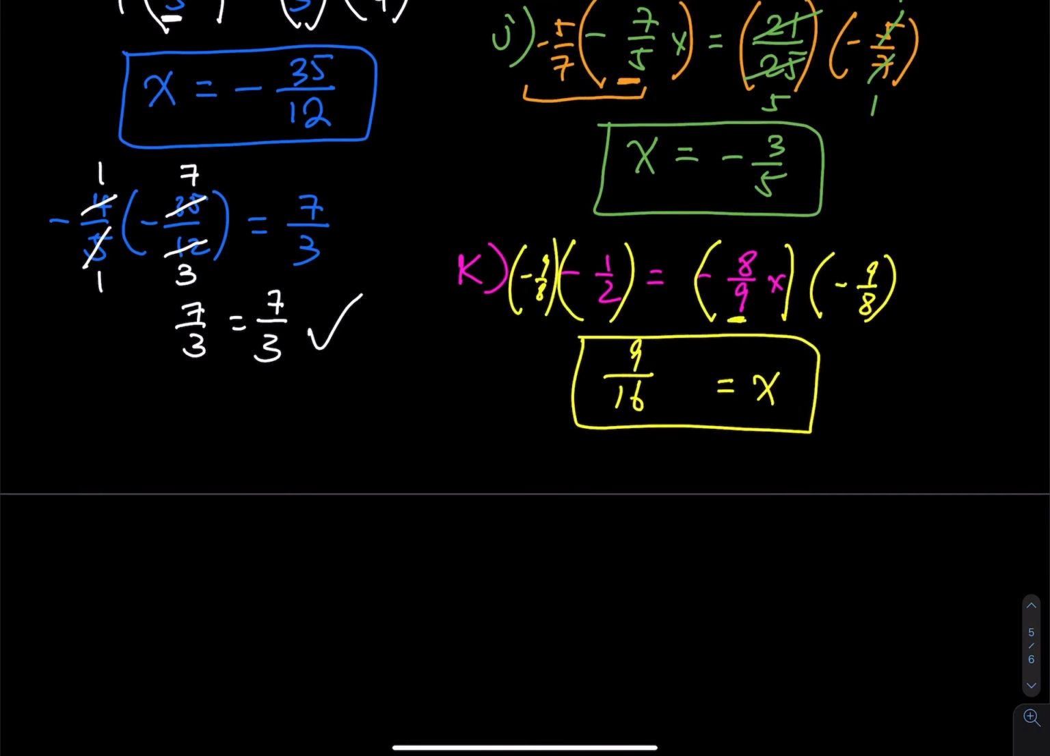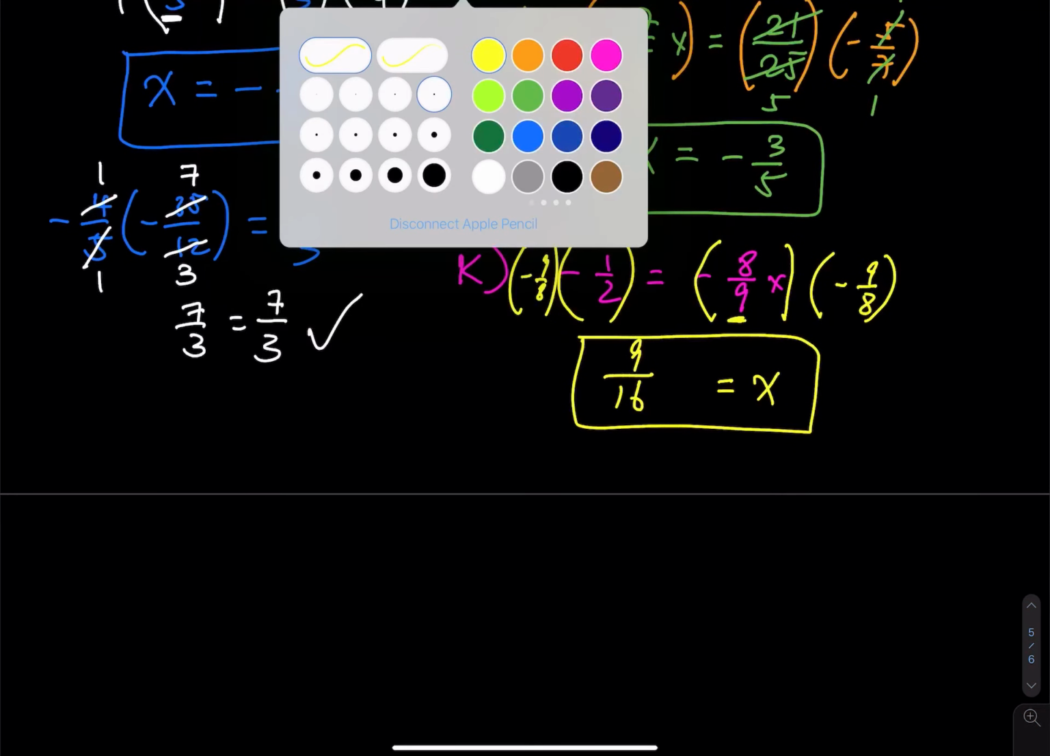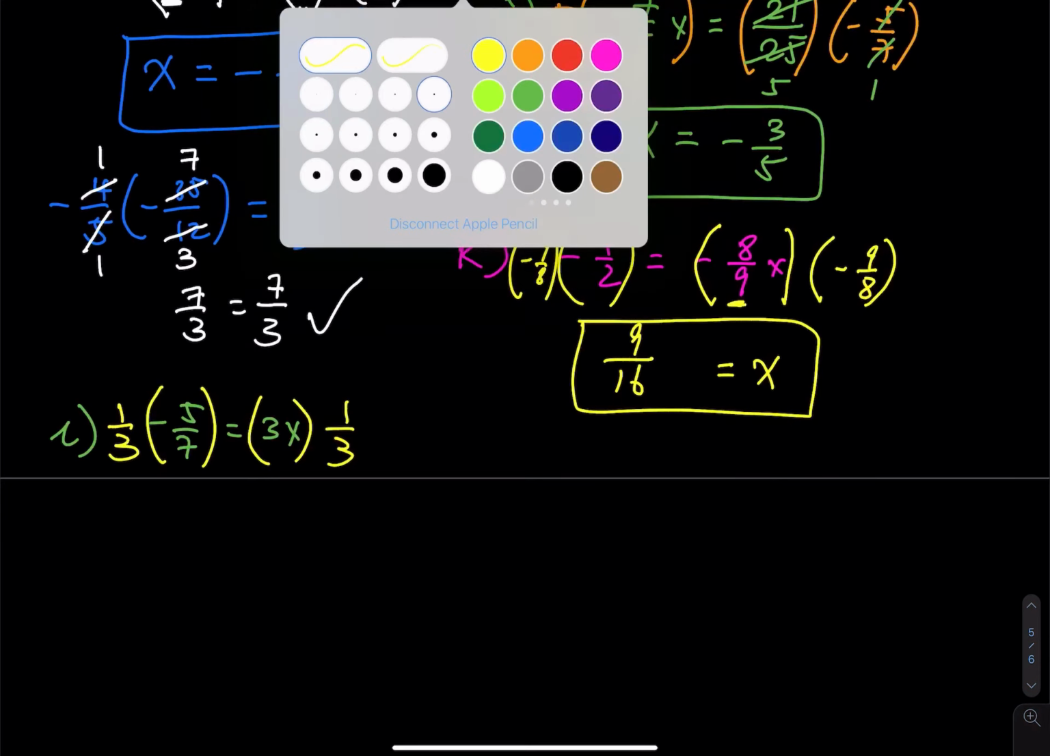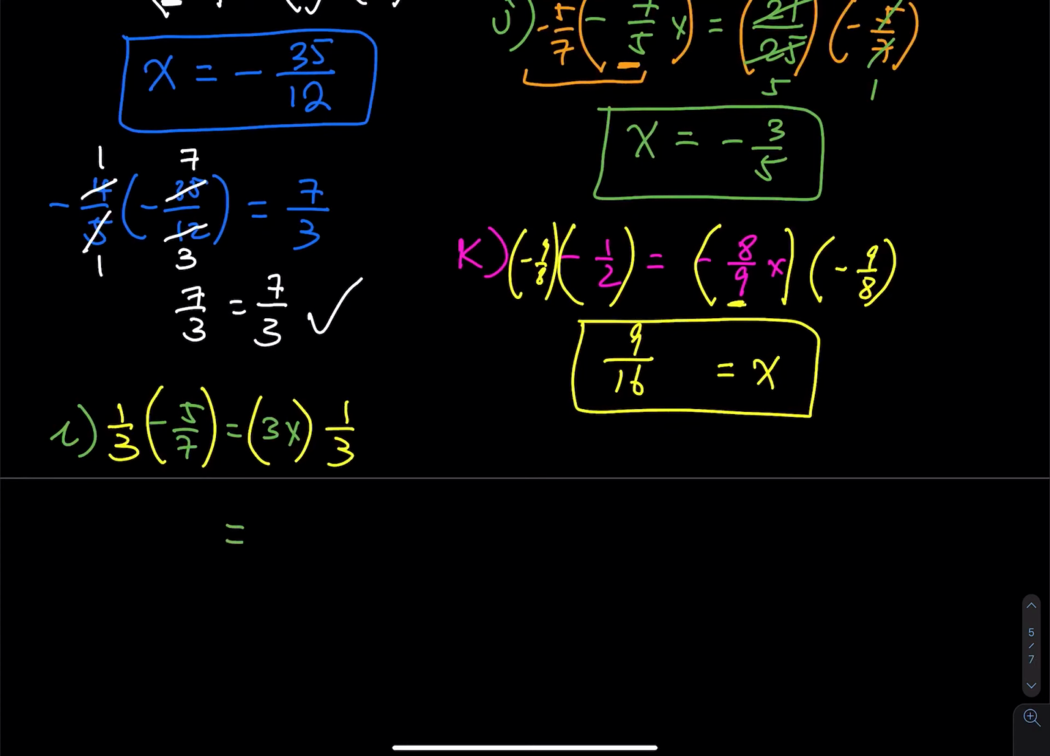And then the last one, L. Who's green? So L, we have negative 5 over 7 equals 3x. So 3 is my coefficient. Then I will multiply both sides by 1/3 because 3 times 1/3 equals 1. Back to green. So that equals x. That is negative 5 over 21. Okay, that is my final answer.